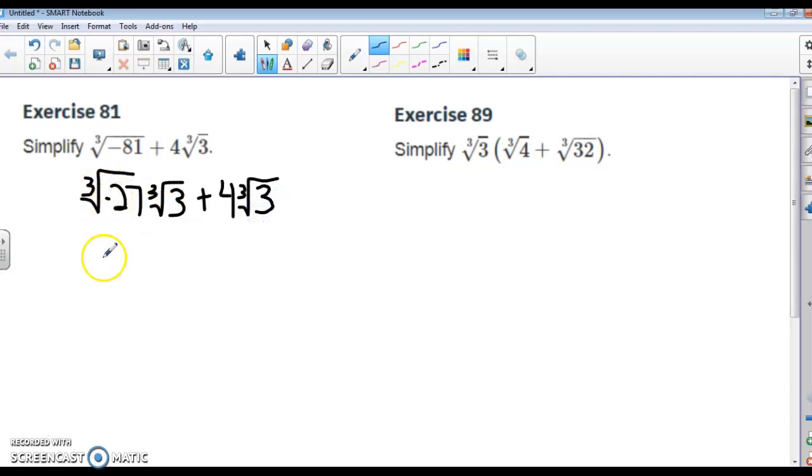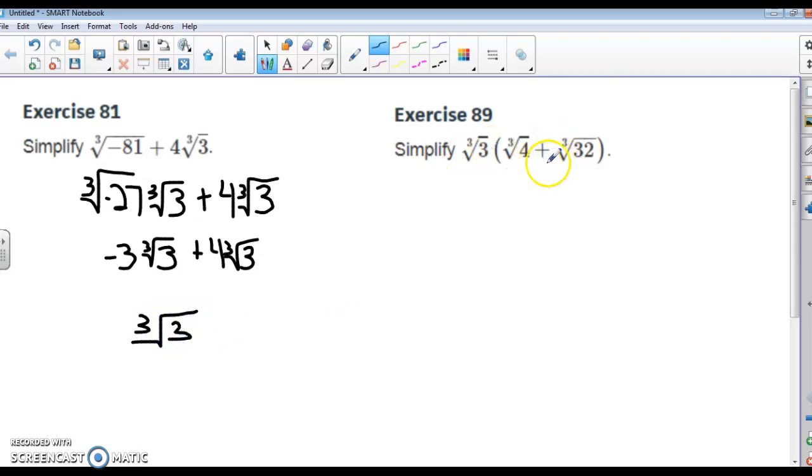All right, and so here we have negative 3 cube root of 3 plus 4 cube root of 3. So we just combine our like terms now. Negative 3 plus 4 is 1, so we just have 1 cube root of 3. We don't have to write a 1 in front. We just have that as our answer.